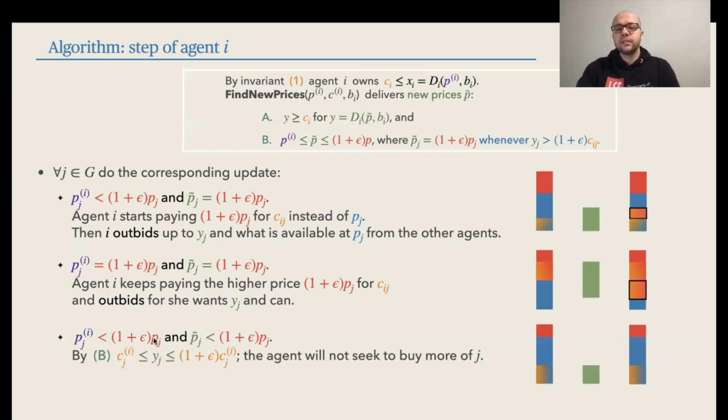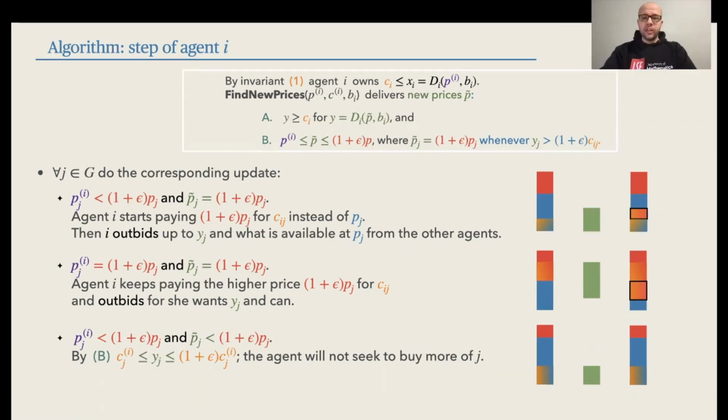And then the only third case that we have, because of this condition B, is that the PIJ was strictly less than the higher price, and also this new price P tilde J is less than the higher price. Well, then also by B, by this part in particular, this is just the contrapositive, we also have that the agent really doesn't want that much more because she is not willing to pay the higher price. So the agent will not seek to buy more of J.